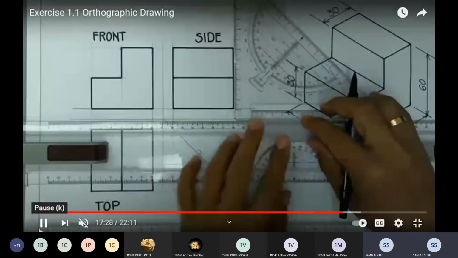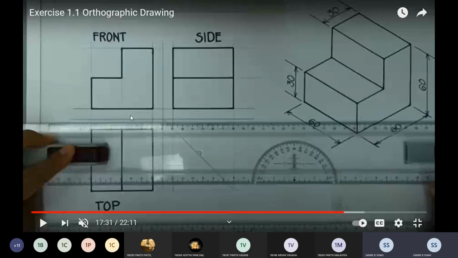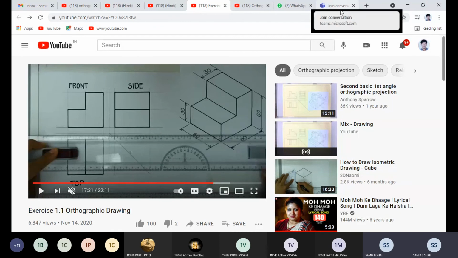Yet we have not drawn any diagram where some hidden portion is there. Okay, so if sometimes some hidden portion is there, then it is considered with a dotted line. Okay, that we will discuss in the next video. This is the simplest way of orthographics. If any query, then you may raise the query. Then I will go for some complex problems.